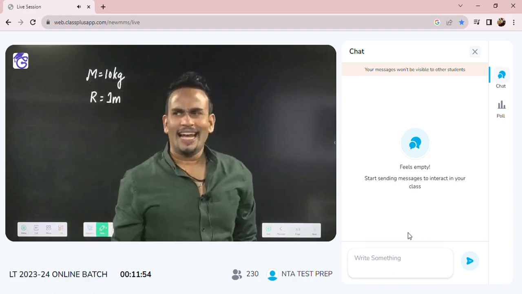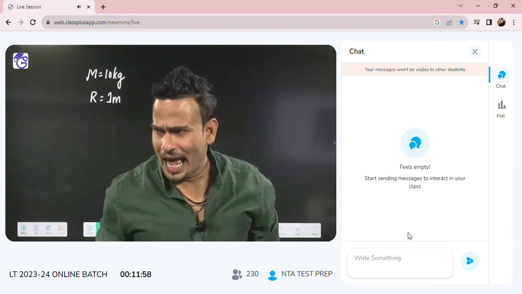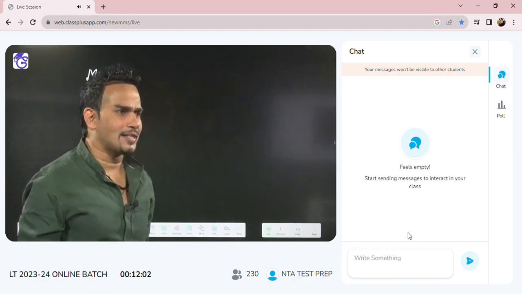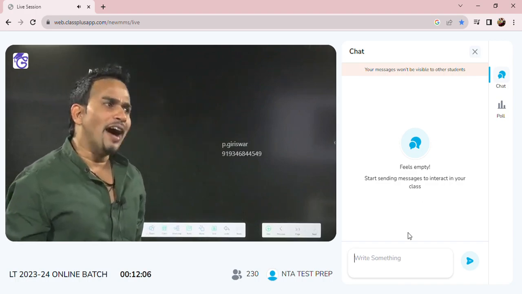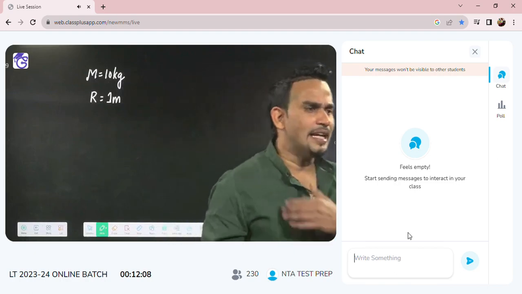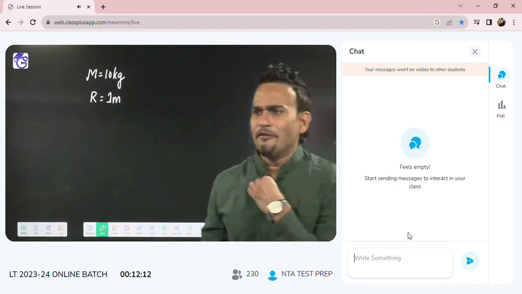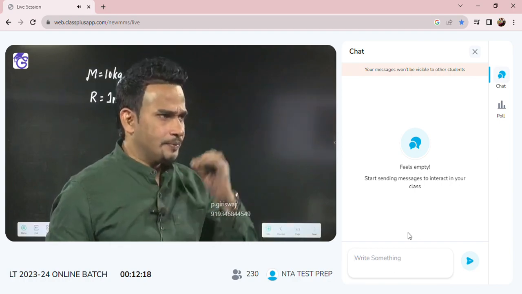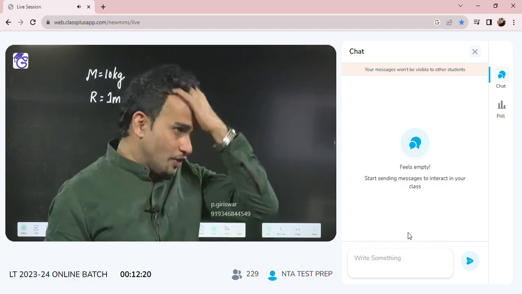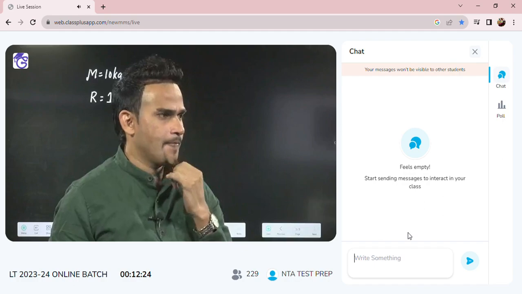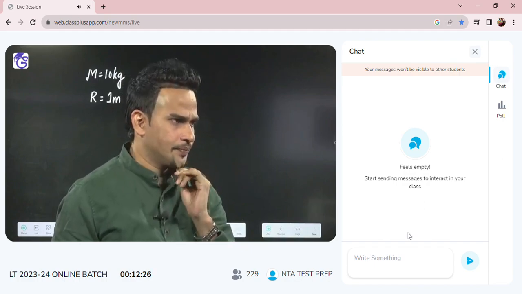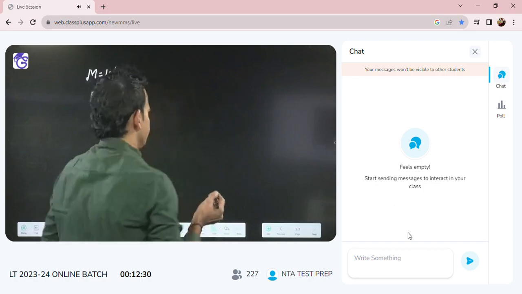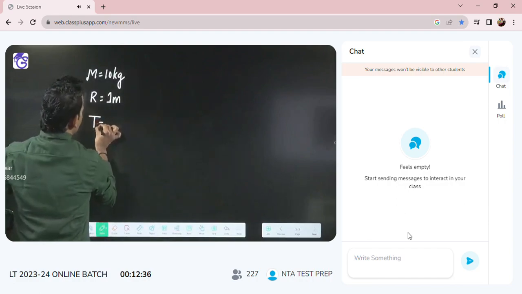If the cylinder is free to rotate about geometrical axis, then find its alpha. If tension in the string is 100 Newton, then find alpha. Tension is given, 100 Newton.